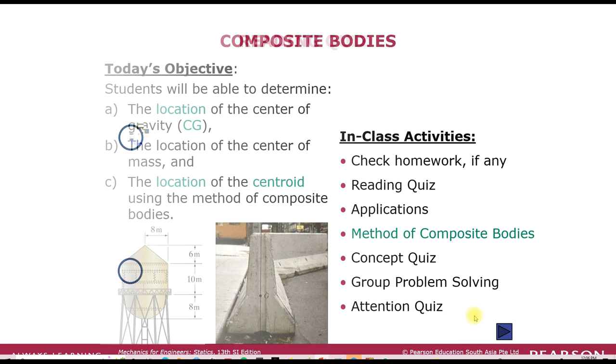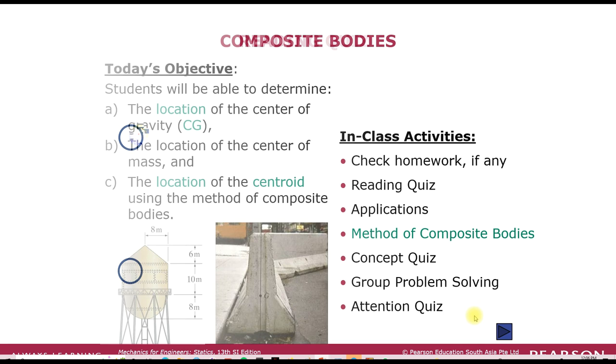We want to find the centroid will be size, center of mass will be mass, and for center of gravity will be the weight. Okay, and we fix the coordinate axis, and then we determine the coordinates of the center of gravity or center in each piece, and then we fill in the table. Okay, so then we sum the columns to get x, y, and z.